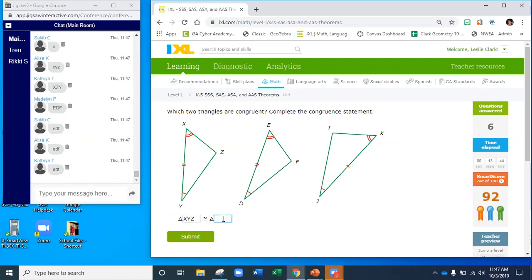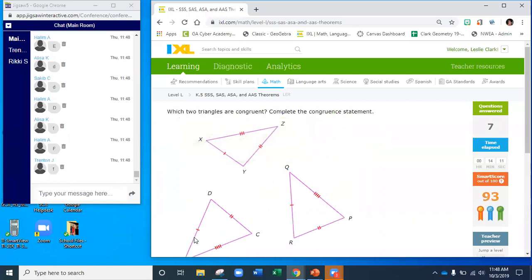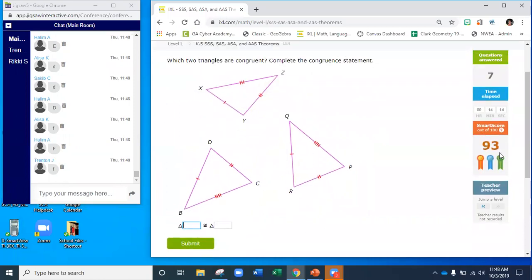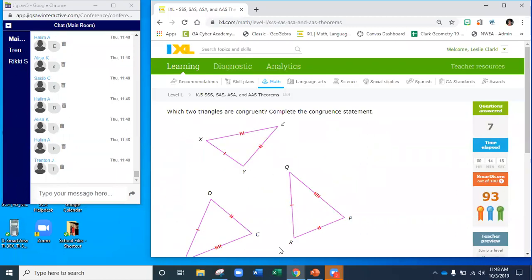All right, so we got to line it up. What angle corresponds with angle X? E. What angle corresponds with angle Y? D. What angle corresponds with angle Z? F. We got it. We definitely got above our 70 to get our 100 in the grade book. All right. So we're going to go back to our class, and I'm going to give y'all some time to work on this yourself.